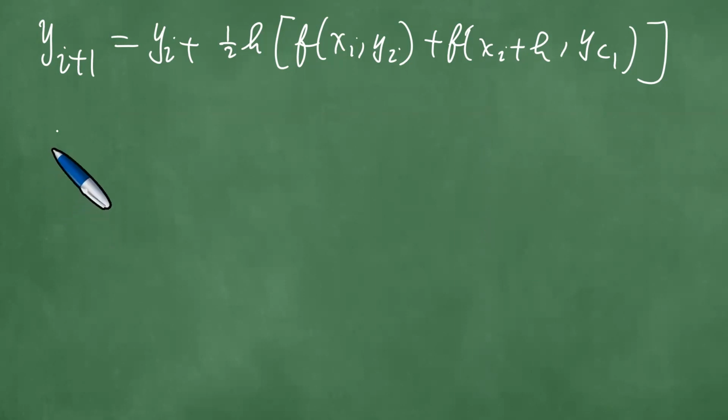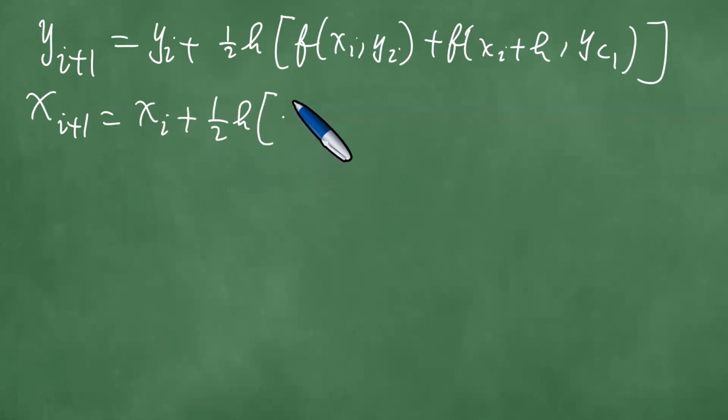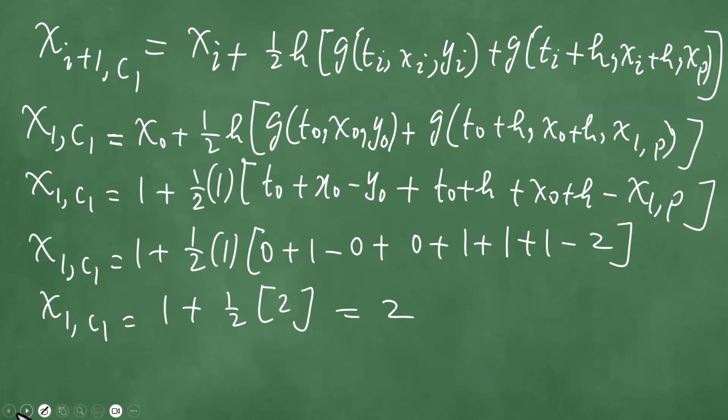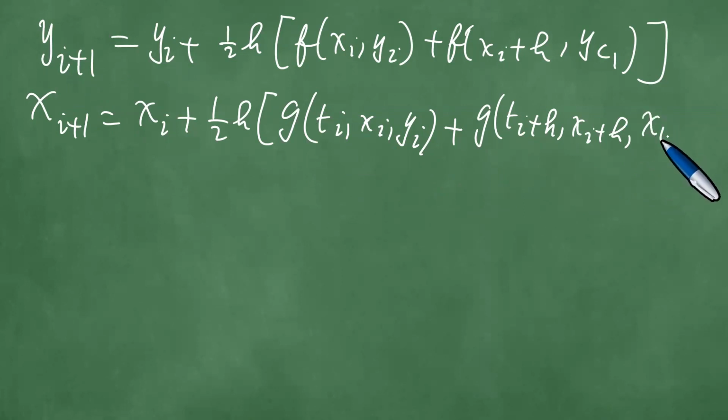So this is going to be x i plus 1 recorrection, and then this is xi plus 1 half h, then we choose g, and it's going to be ti, xi, yi plus g of ti plus h, xi plus h. And then now you need to take the previous one, like with y, so we take x1 comma c1.